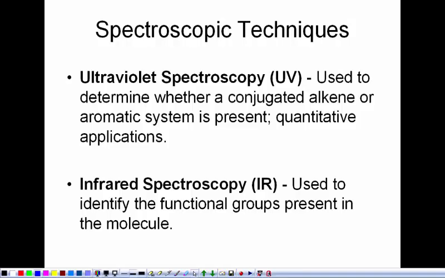So we'll talk a little bit about that. And then today we'll talk about infrared. Infrared spectroscopy was one of the first ones that was available, and we use it to identify functional groups. So I can tell you whether you have an alcohol in your molecule, or an alkene, or a carbonyl, or a benzene ring by doing infrared.